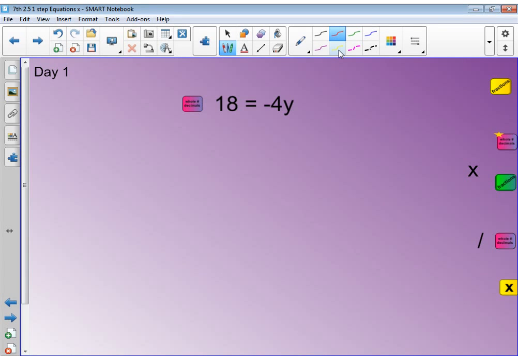So right now I have negative 4 times y. So to get rid of that negative 4 away from the y, I'm going to divide by negative 4. Now I'm left with y on this side, but whatever I do on one side, I have to do on the other side of the equal sign. So divide by negative 4. I just found out that y equals 18 divided by negative 4.